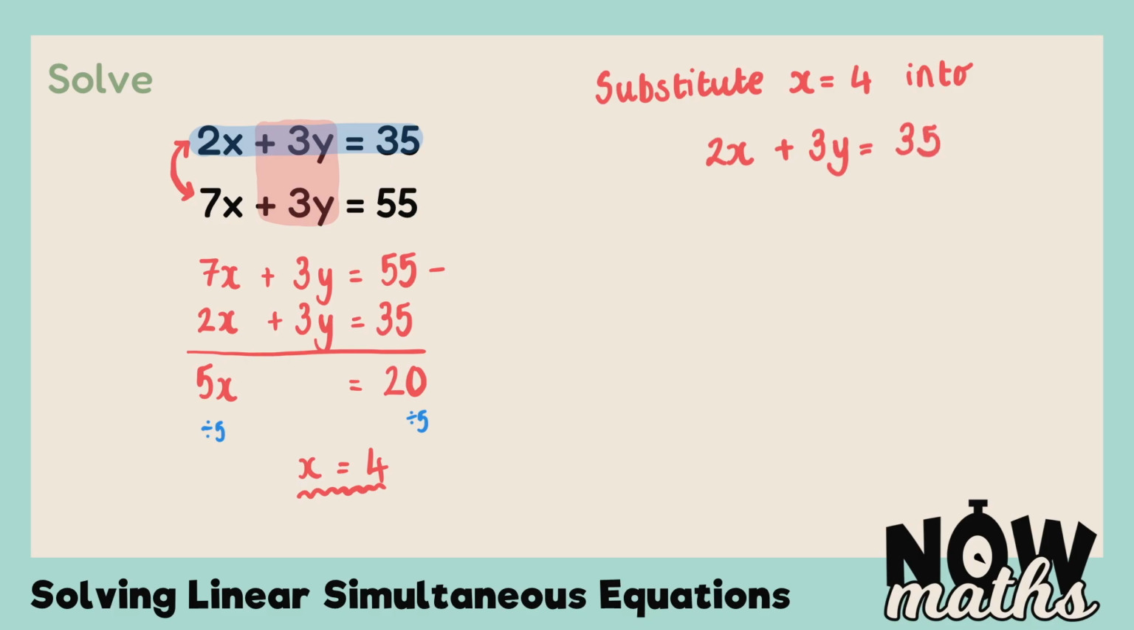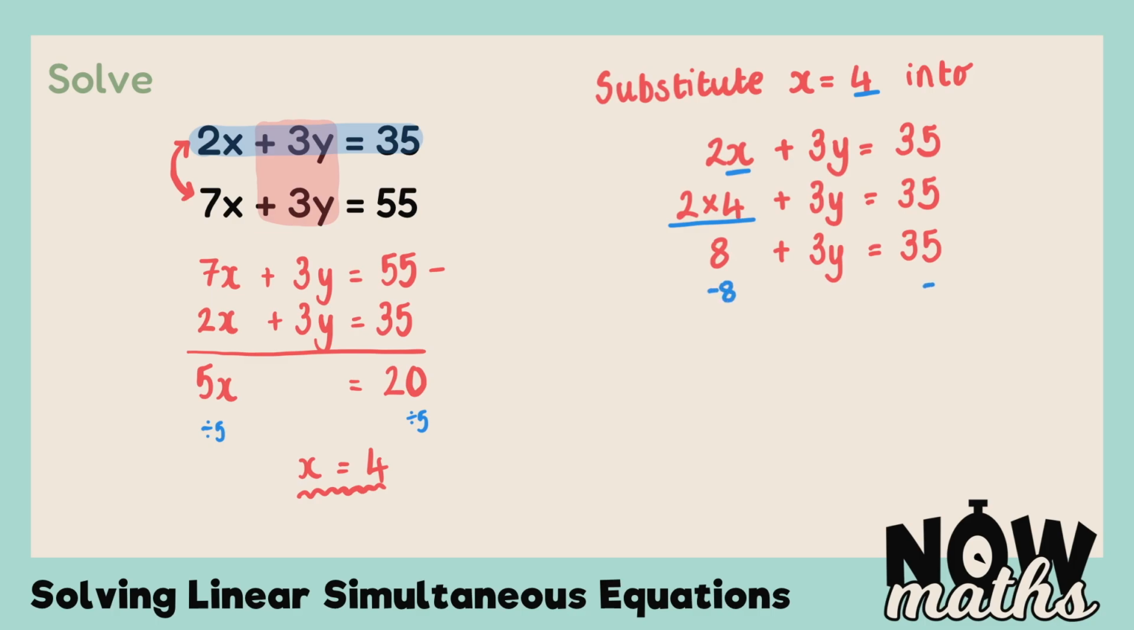And this time we are replacing x with 4. So 2x becomes 2 multiplied by 4. And then we have plus 3y equals 35. Now we can calculate the value of 2 multiplied by 4, which is 8. So we can rewrite this as 8 add 3y equals 35. We now have our linear equation with just y in it. So to solve, we're going to subtract the positive 8 from each side.